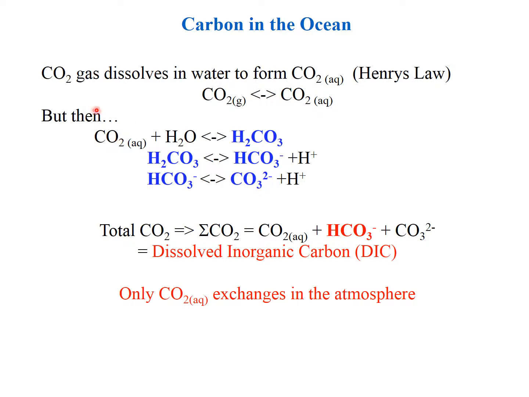But if we just take the total, so this is total dissolved inorganic carbon, the sum of all of the carbon species. It's a little bit counterintuitive that the symbol for this is sigma CO2, because it's not just CO2, it's the concentration of aqueous CO2 plus bicarbonate ion and carbonate ion. And it turns out that most of the carbon in the ocean is in this form, and the relative proportions of these depend on the pH of the ocean, so how acid it is. But critically, only the aqueous CO2 exchanges with the atmosphere.